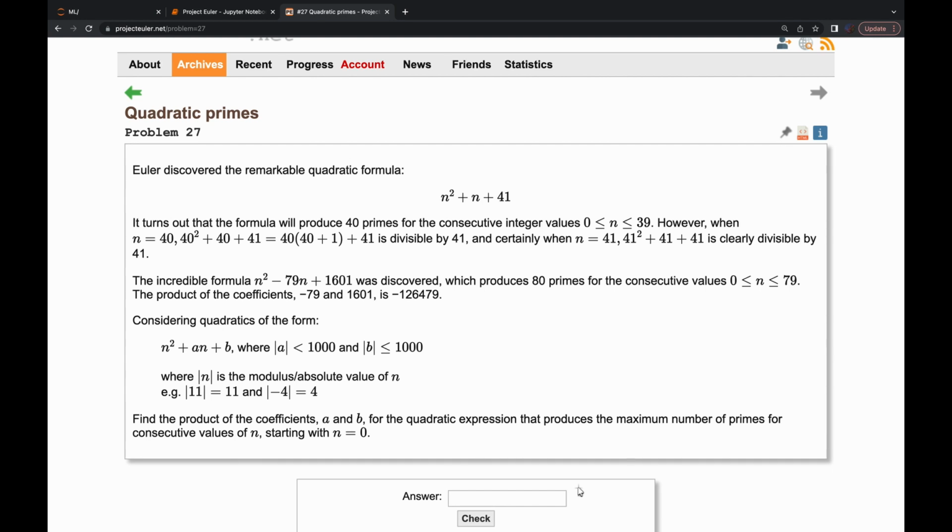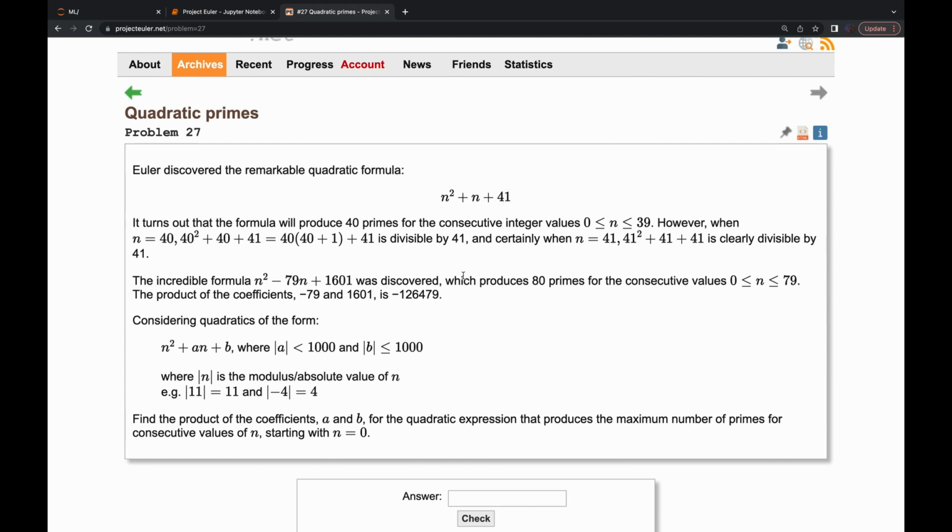Alright, so let's move into problem number 27 now. This problem is about quadratic primes. Let's read out the problem. The problem talks about a certain quadratic equation in this form: n squared plus an plus b. In this case, n squared plus n plus 41, where a is equal to 1 and b is equal to 41.